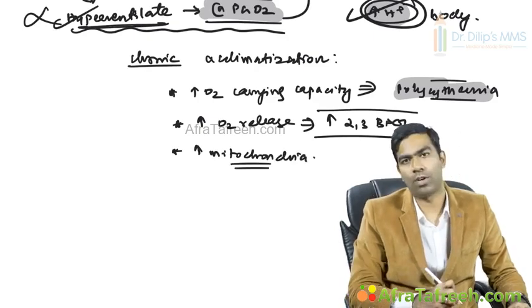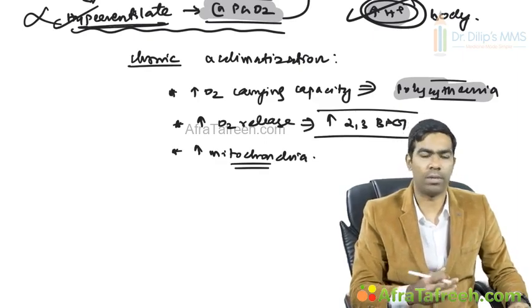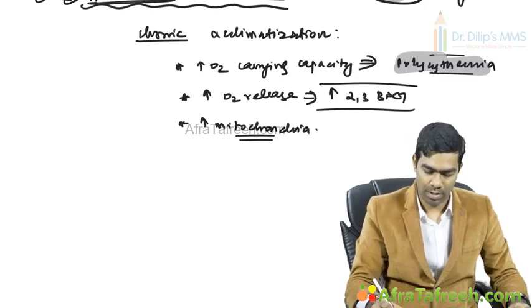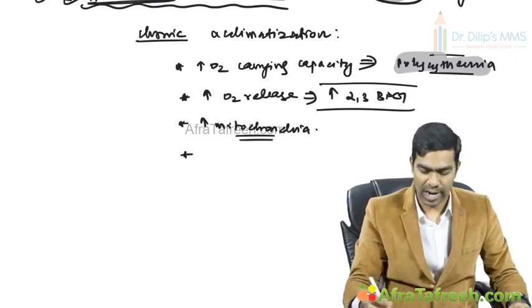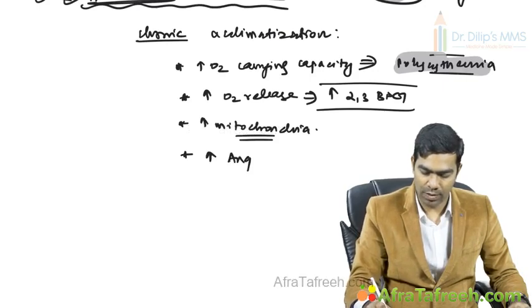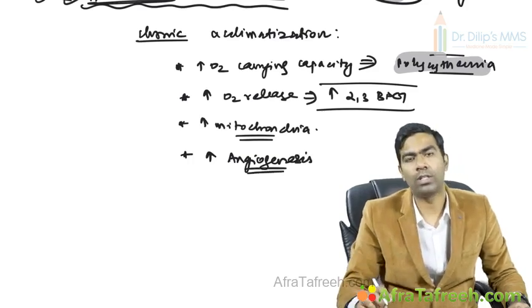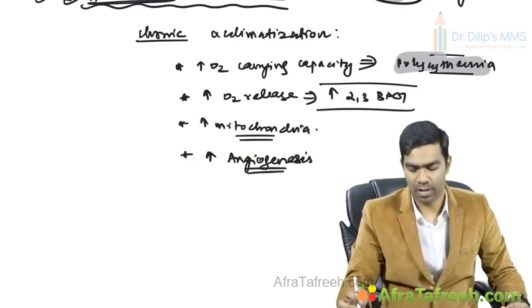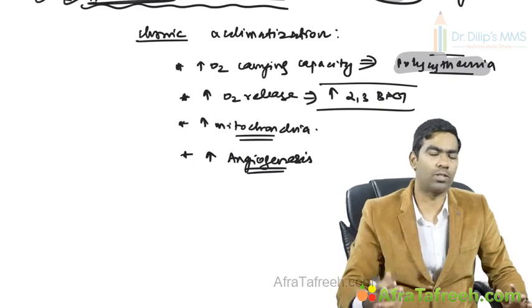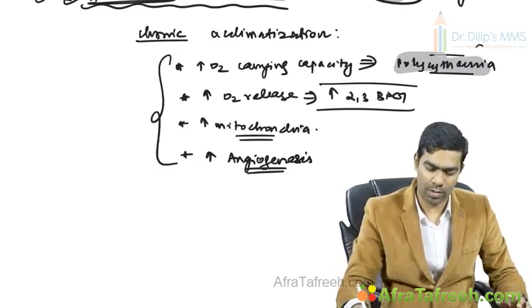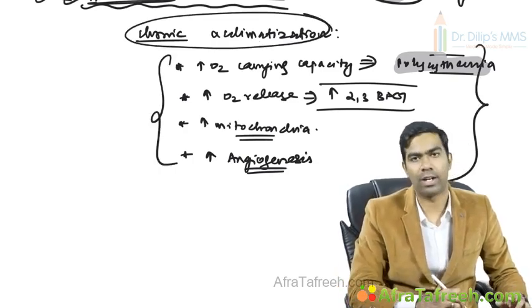By increasing the number of mitochondria within the cells, I can produce more ATP with the little oxygen that is available. This is also one response in the cell. And second, the next important thing is I can increase angiogenesis, which means I can produce new vessels in the body. Once I produce new vessels in the system, I can again increase the amount of blood and oxygen that is going into the tissue. So these are the usual responses that you encounter during chronic acclimatization.